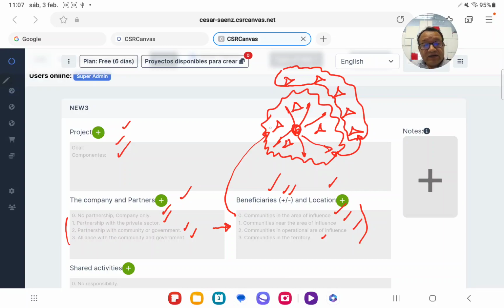So the company can work with these communities near to the area of influence.